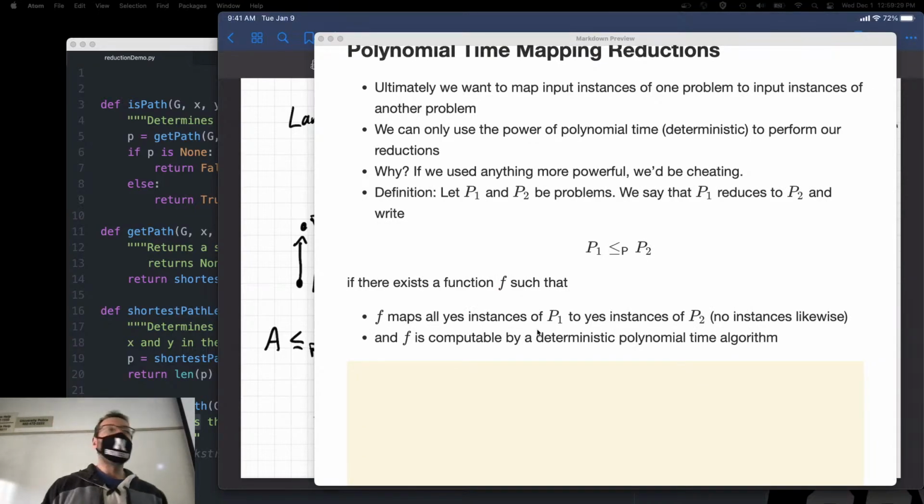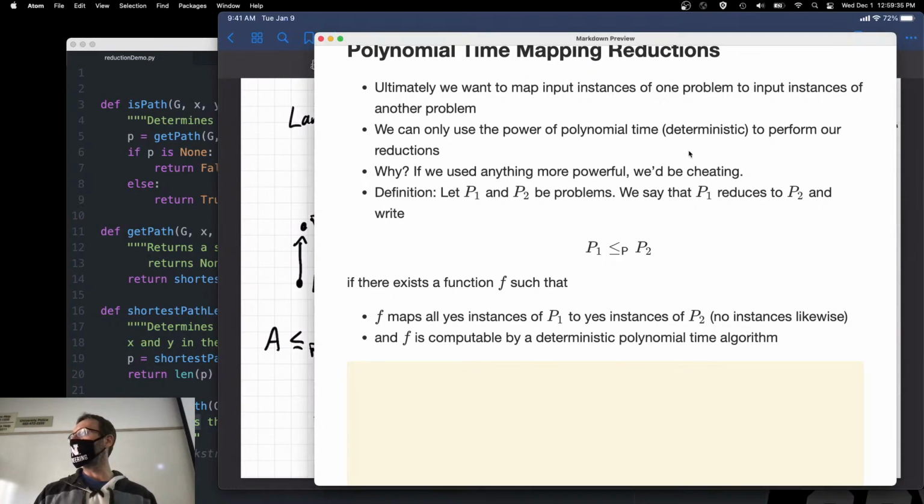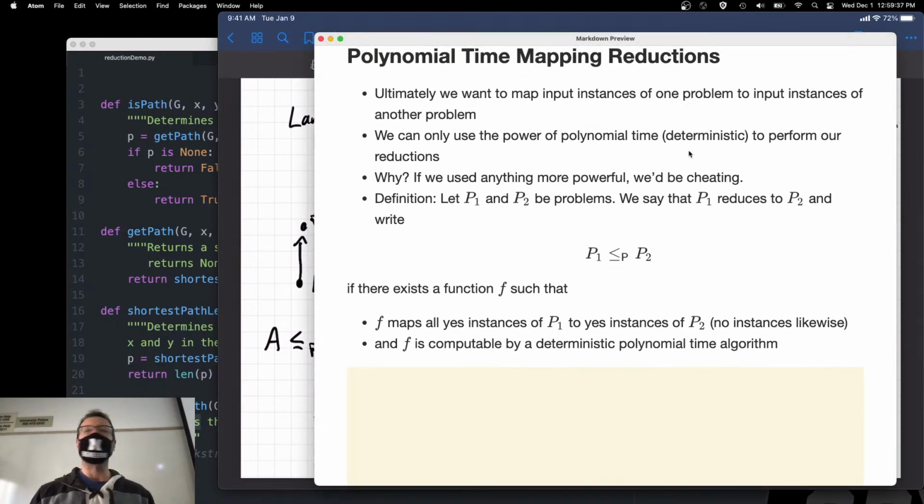Let P1 and P2 be problems. Note the different font here. We're not talking about the complexity class P. That's usually done in a serif or sans serif font, whatever it is. We say that P1 reduces to P2, and we write that P1 is less than or equal to, and then here's where the sans serif font comes in, right? That's the complexity class P, P2.